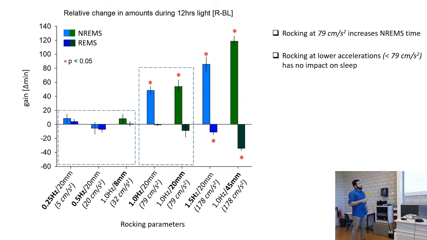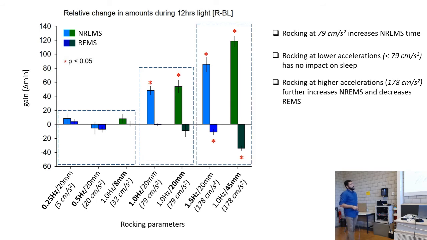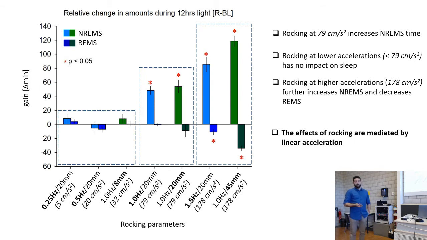At sub-threshold accelerations, there was no effect whatsoever, even with the optimal frequency. Whereas at the highest acceleration that we could achieve, we always had a larger gain in non-REM sleep but a loss in REM sleep. Therefore, the effects of rocking are, at least in the first part, mediated by linear acceleration.